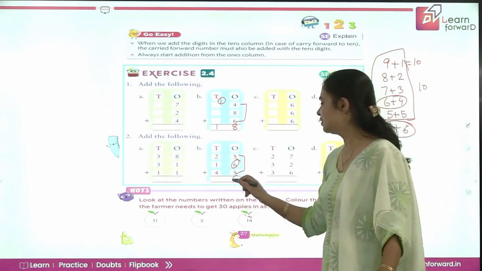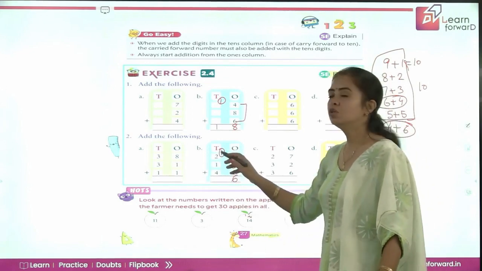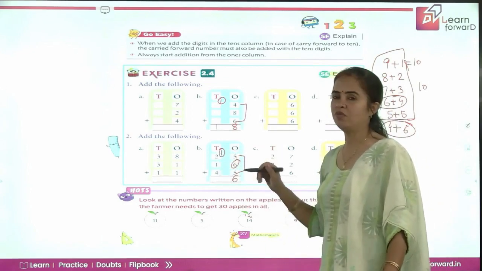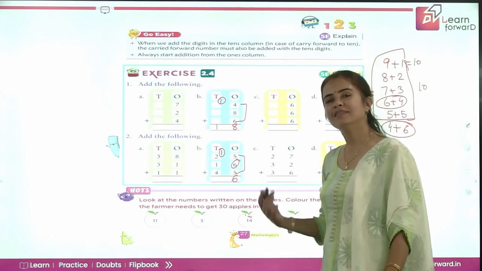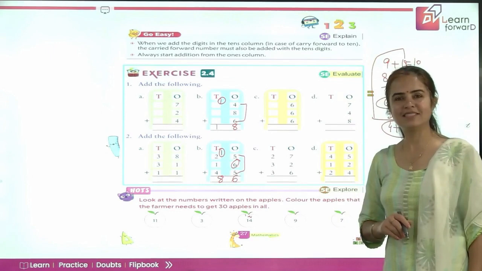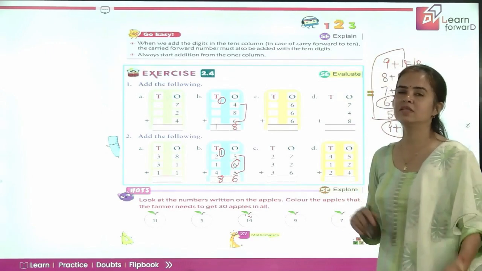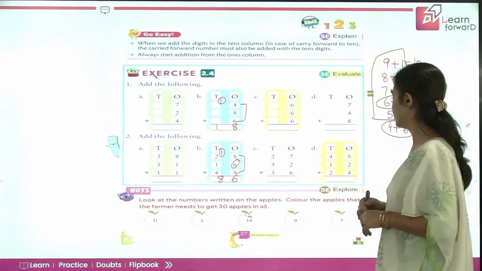You write here 6, take a carry over 1. Let's add now. 2 plus 1, 3, 3 plus 1, 4. And 4 plus 4, that's 8. So simple. And you get to the answer faster, isn't it? So try, if you can get a pair of big friends, you can go faster, children.